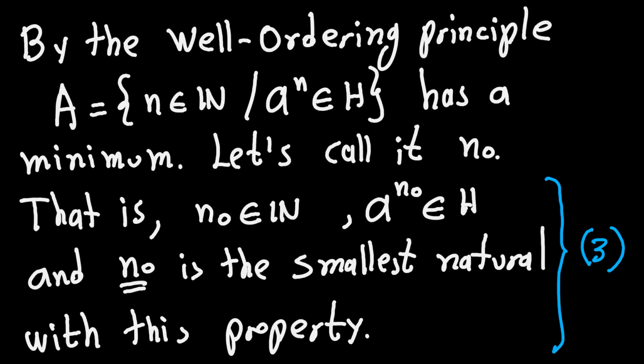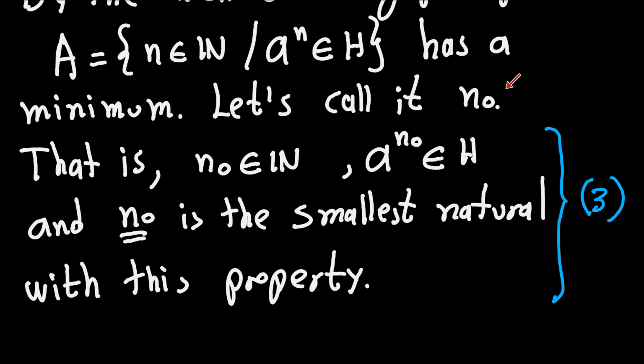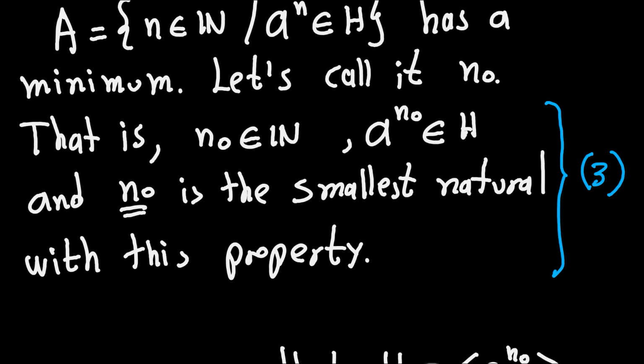So there is the smallest element here. So there is a natural number for which that power of a is in H, and that will be the smallest that we can find. So let's call that minimum n naught. So that n naught is an element here, so it's a natural number, and a to the n naught is in H. And more important than that is that n naught is the smallest natural number with that property. I'm going to call this whole statement right here number 3 because I'm going to refer to it a little bit later.